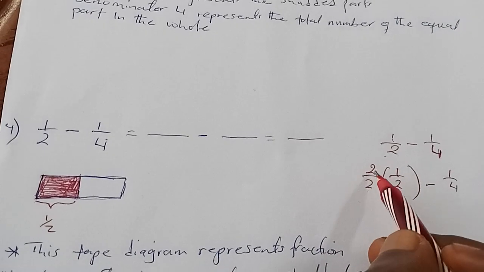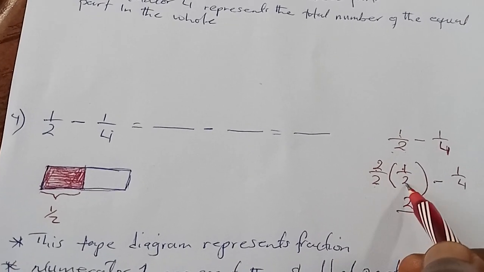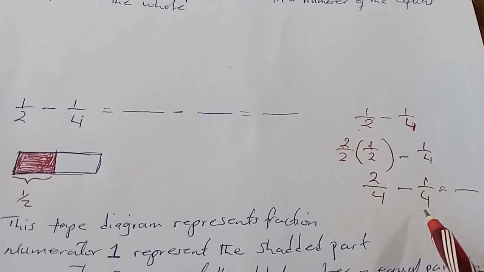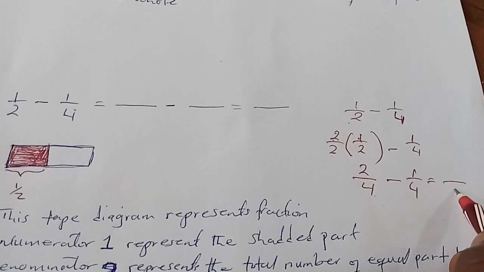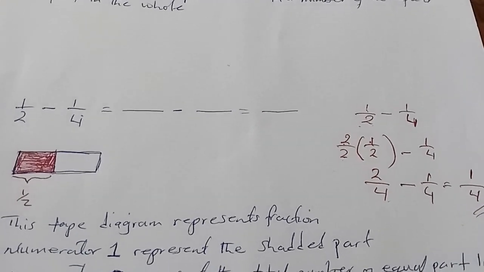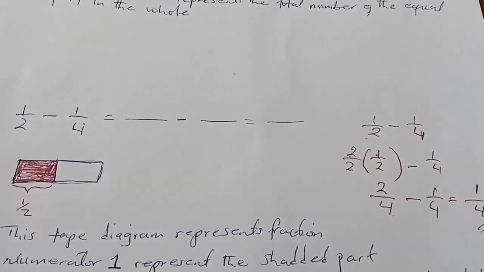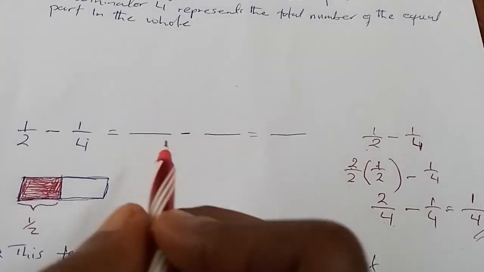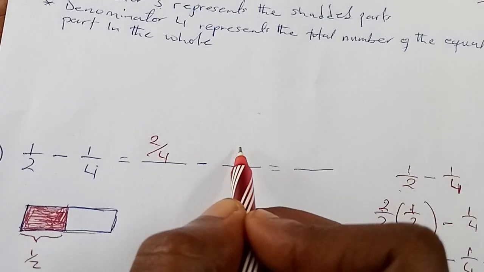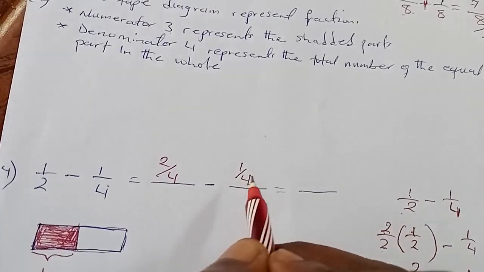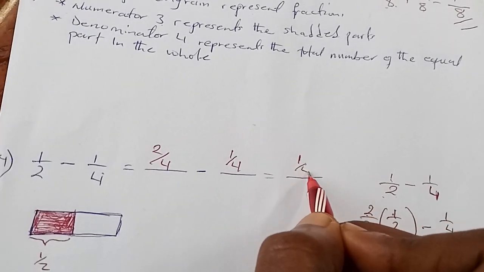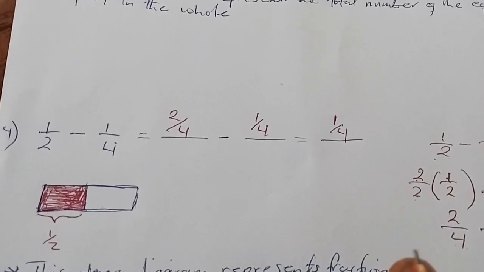If we do this math, 2 times 1 gives 2, and 2 times 2 gives 4, minus 1 upon 4. We notice that the denominators are the same. So I take the numerator 2 and subtract 1 from it, with 1 upon 4. Now we can rewrite it as 2 over 4 minus 1 over 4, and our answer is 1 over 4. This is the answer for this particular question.